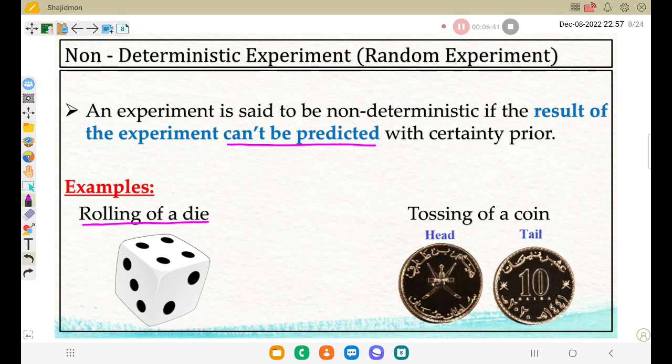So this type of experiment we call a random experiment or non-deterministic experiment. Another example is tossing a coin, correct? If you are tossing a coin, there are 2 options, either head or tail, but we don't know which will come. Head means this side and tail means this other side. So we cannot predict that. This type of experiment we call a random experiment. Hope you understood that.